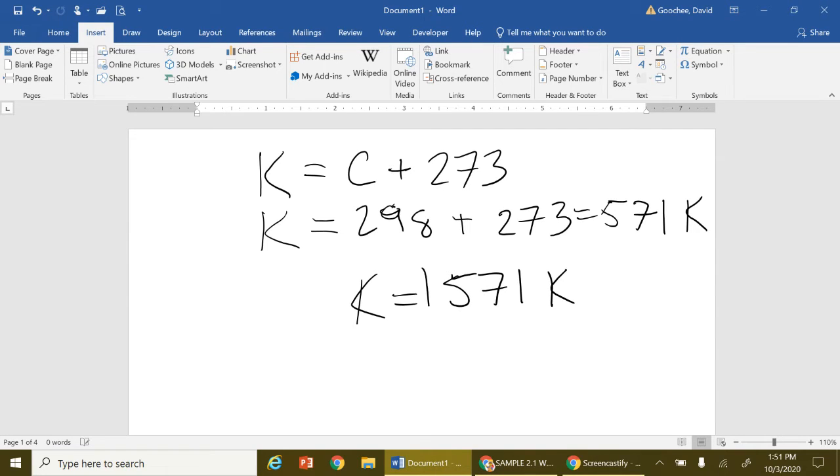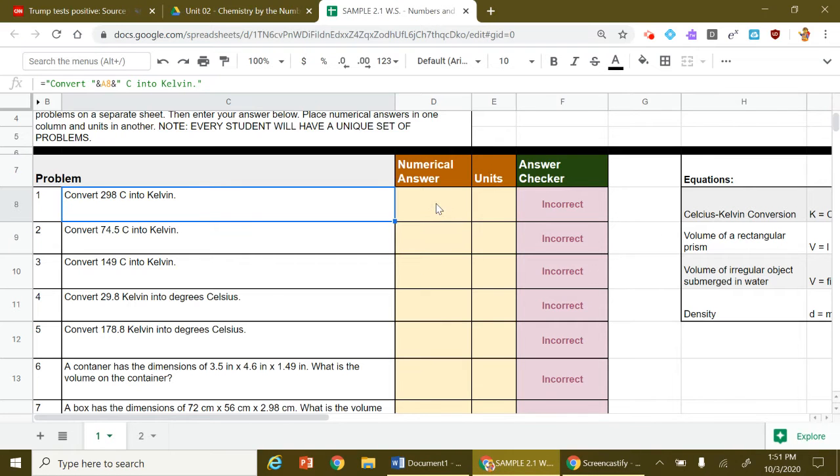Now I go back to my homework and plug that in. 571 Kelvin. And take a look, it tells me that it is correct. It won't show correct unless you get the answer correct. On to number 2.